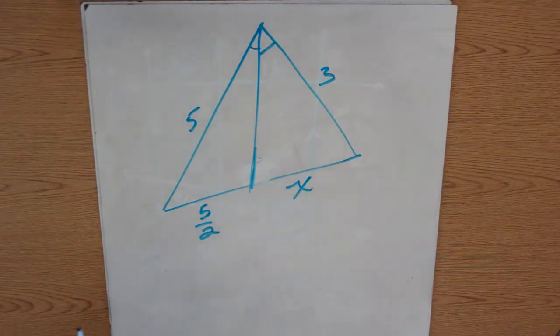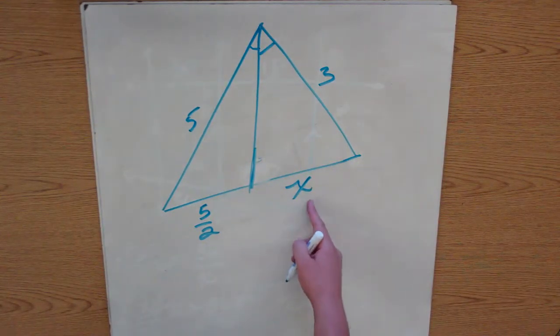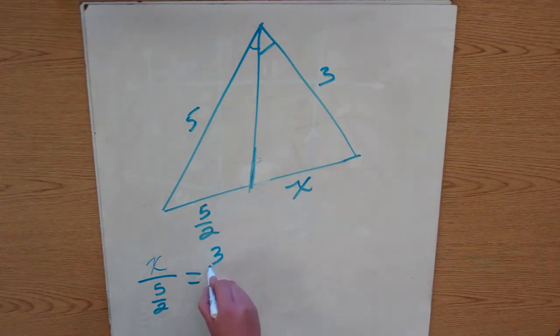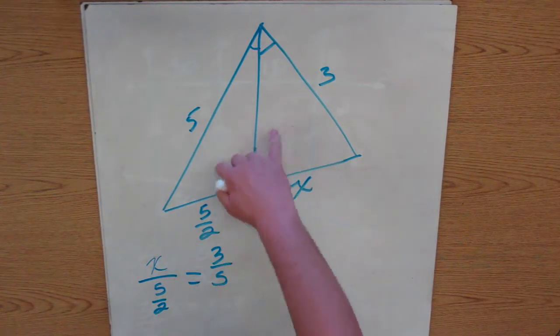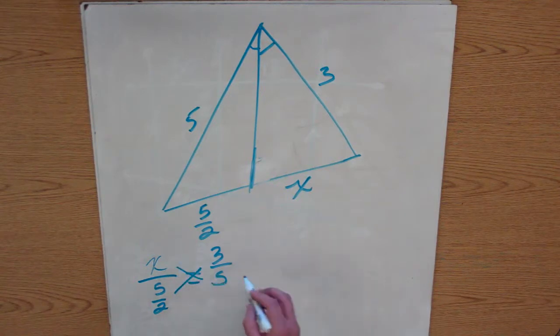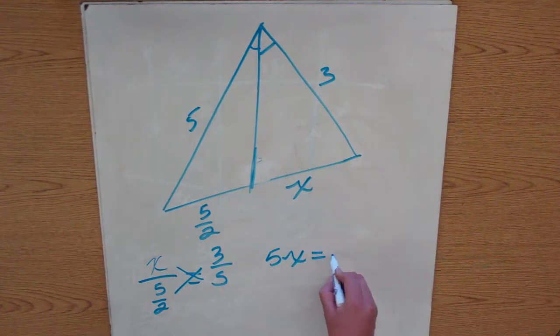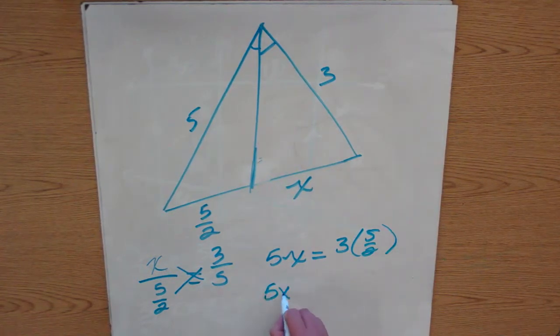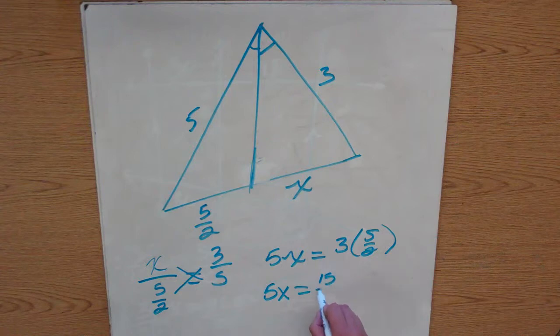If you remember back from one of the videos, we know that x over 5 over 2 equals 3 over 5. Remember these are proportional to these sides. Now I know we're not supposed to have a fraction in a ratio, but instead of trying to get rid of this now, let's do the cross multiplication and we'll get rid of it later. So cross multiply: 5x equals 3 times 5 halves. So 5x equals 15 halves.